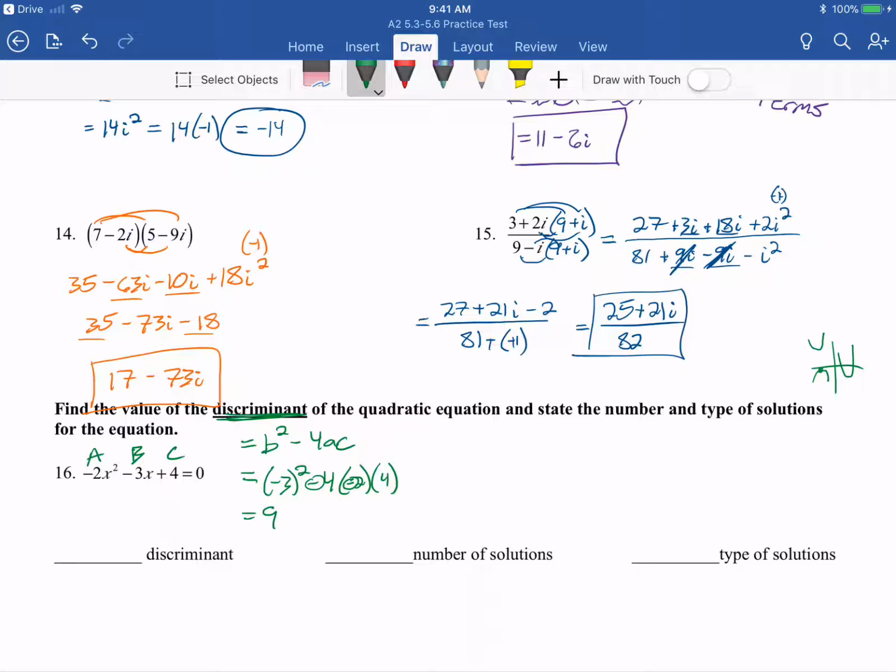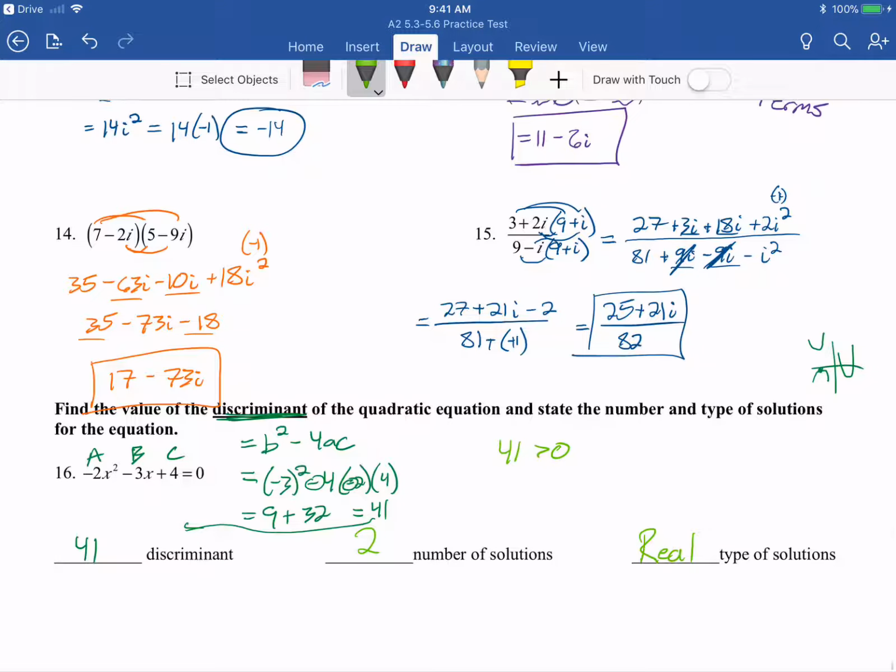Notice here again, 2 negatives are going to make a positive. 4 times 2 is 8. 8 times 4 is 32. So I end up here with 9 plus 32, which is 41. So that 41 goes in my discriminant, 41. And since 41 is greater than 0, that means I have 2 real solutions. So 2 goes in the number of solutions, and then the type of solutions is real.